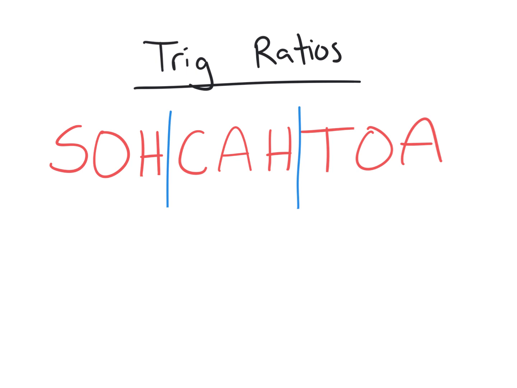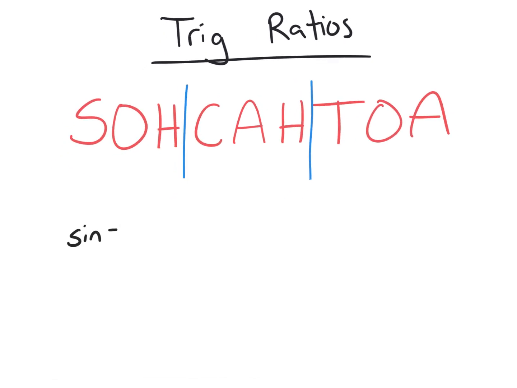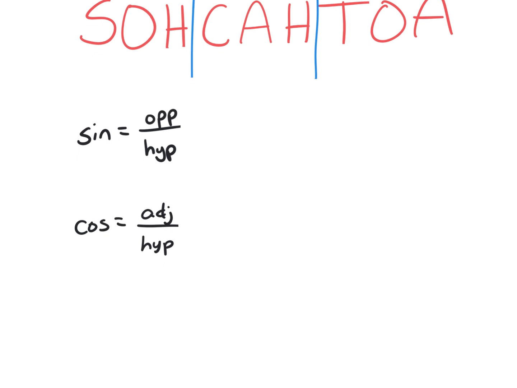Okay, so let's start with SOH. What does the S stand for? Sine. And then sine equals OH. Opposite over hypotenuse. Do you see how if you know how to spell it, you know how to use it? Sine equals opposite over hypotenuse. The second trig ratio, what's C? Cosine, A over H. Adjacent over hypotenuse. And then TOA, T is tangent, OA. Opposite over adjacent.